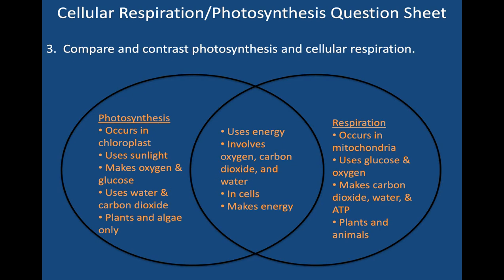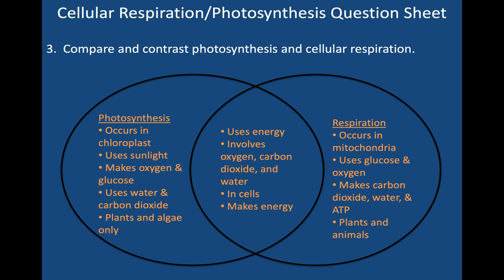So, compare and contrast. Here are a few things to keep in mind about the difference between photosynthesis and cellular respiration, but also some of the things that they have in common. They both use energy. They both involve oxygen, carbon dioxide, and water. They take place in cells, and they both make energy. Cellular respiration occurs in the mitochondria. It uses glucose and oxygen. It makes carbon dioxide, water, and ATP, and it happens in both plant and animal cells.